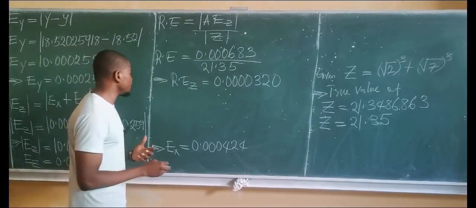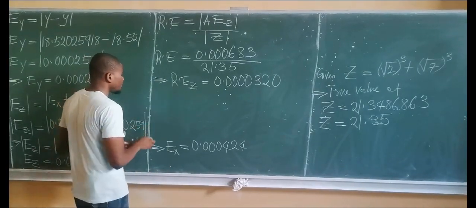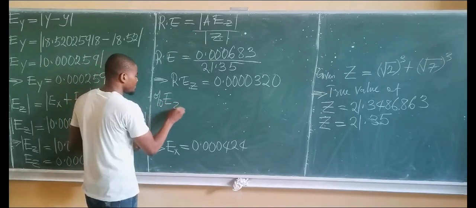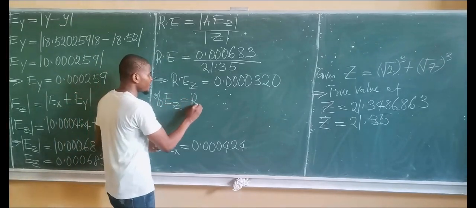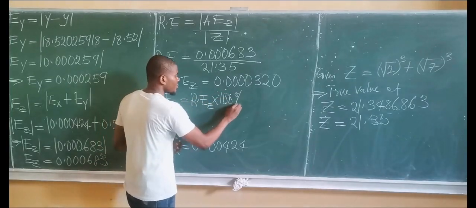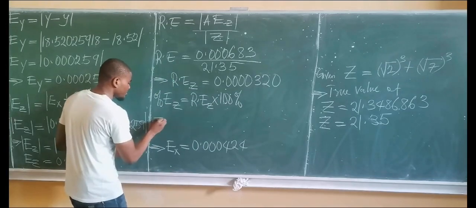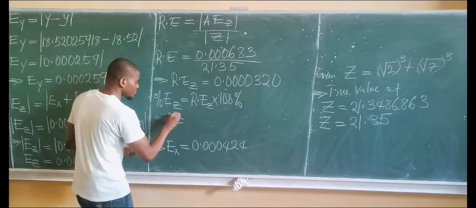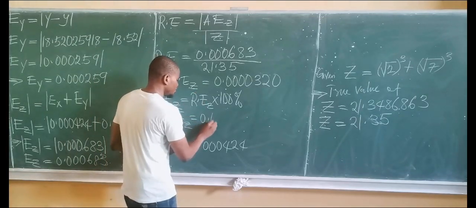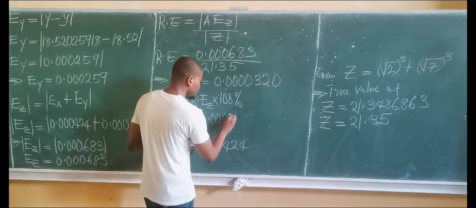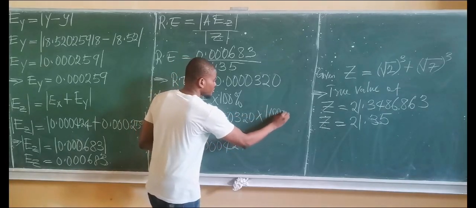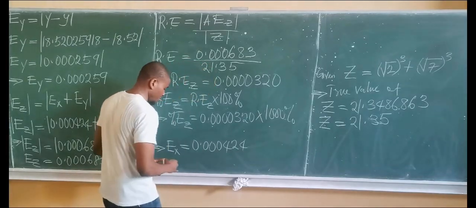Okay, having found this, the final question says we should find the percentage error. So percentage error in z, remember, is going to be the relative error in z multiplied by 100%. So this simply implies our percentage error in z is now going to be equal to the relative error, which gave us this 0.000320, multiplied by 100%.